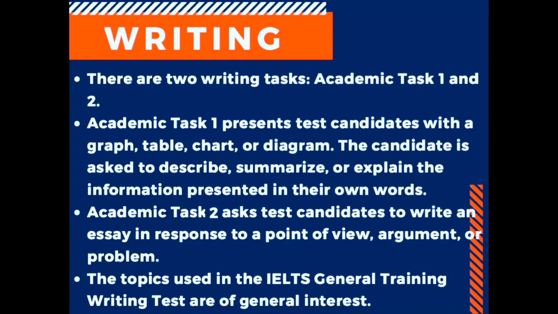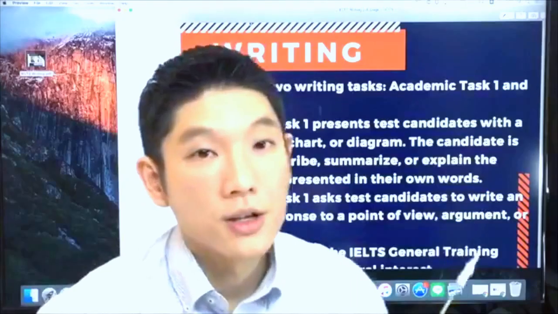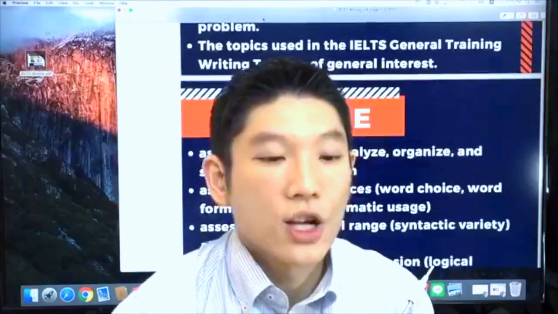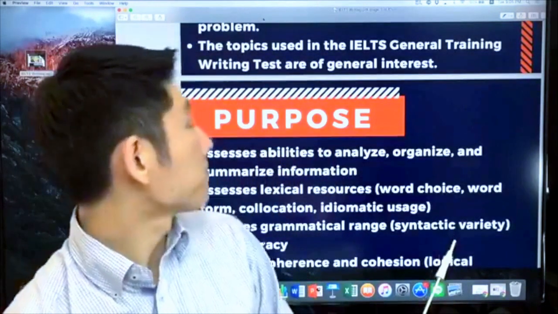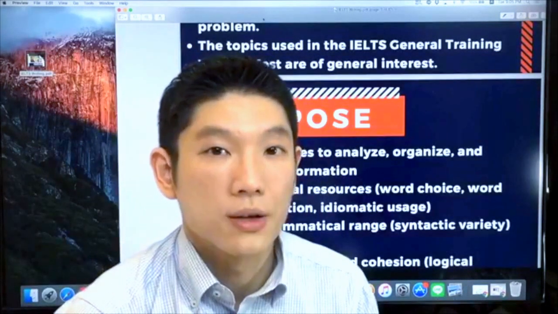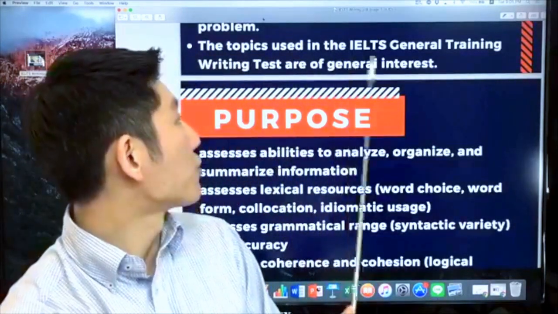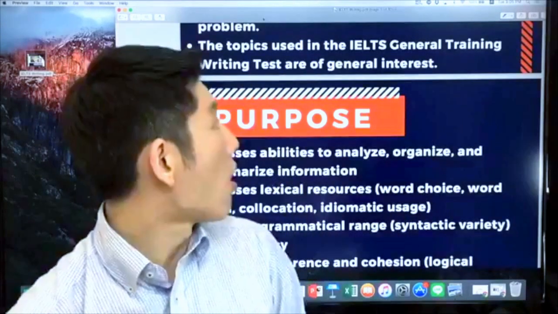Academic task 1 presents test candidates with a graph, table, chart, or diagram. The candidate is asked to describe, summarize, or explain the information presented in their own words. Academic task 2 asks the test candidate to write an essay in response to a point of view, argument, or problem. So academic task 1 asks you to summarize a graph, and academic task 2 asks you to respond to a prompt.